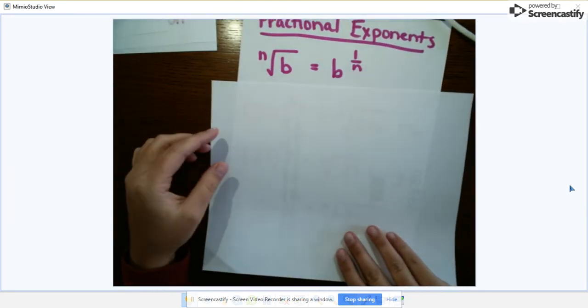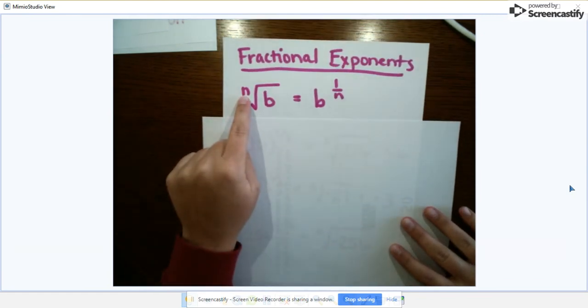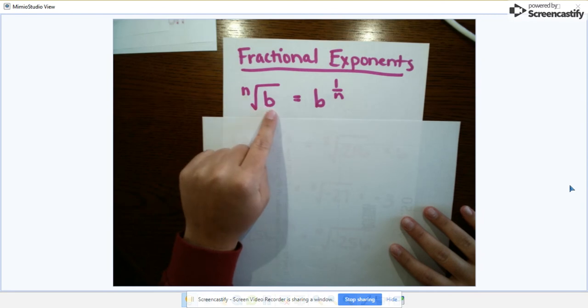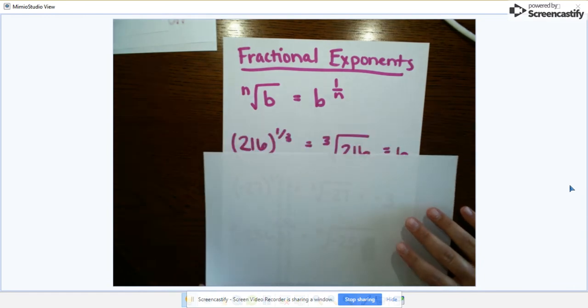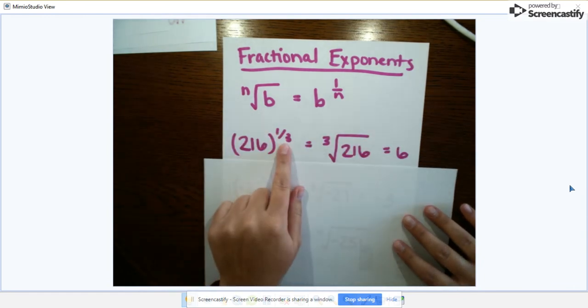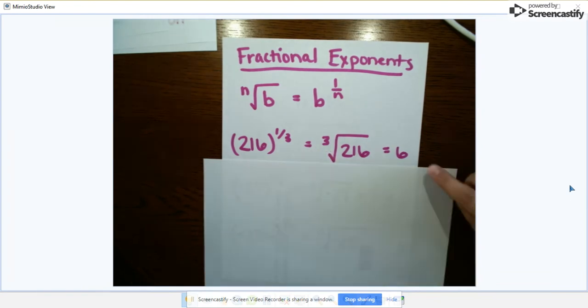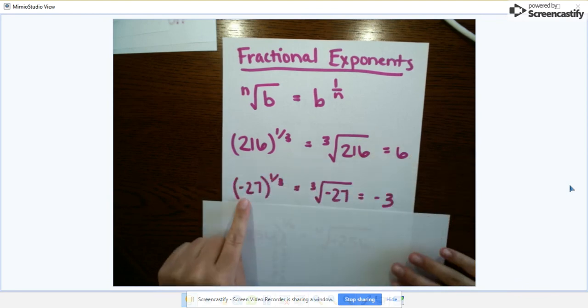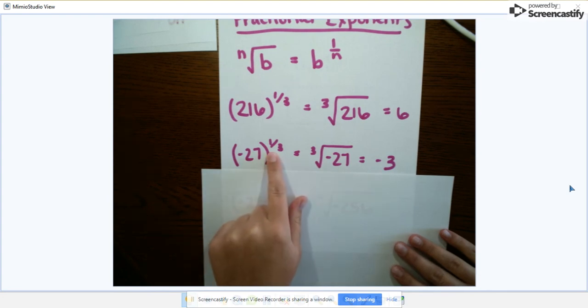One last rule is fractional exponents. So we have this, what I called an index earlier. The nth root of b can be rewritten as b to the 1 over n power. So 216 to the 1/3 is the exact same thing as the cube root of 216. And the cube root of 216 is 6. Likewise, negative 27 to the 1/3 power is the same as the cube root of negative 27. So this fractional exponent can be transformed into a radical.